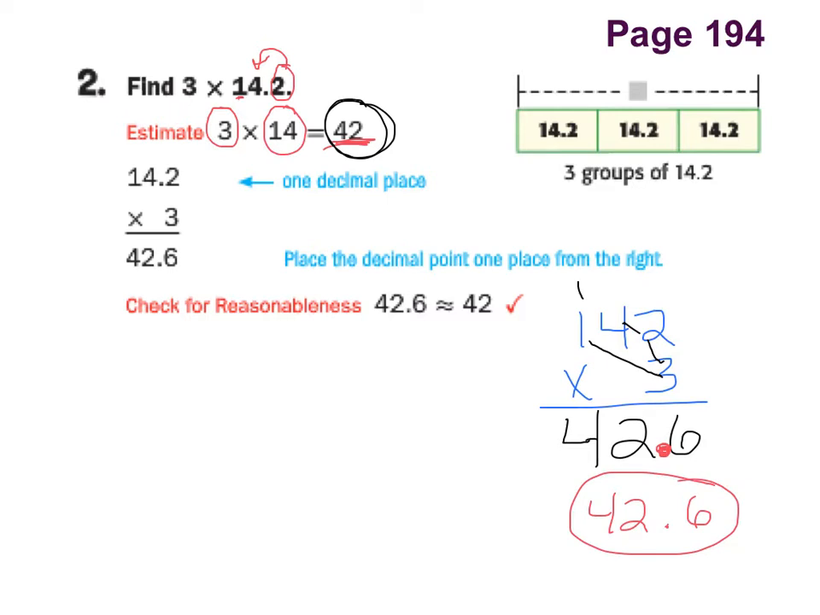And to check, I can go back and count that 3 had no digits behind the decimal, and here on the 14 I only had 1. So I only need 1 decimal place in my answer as well.